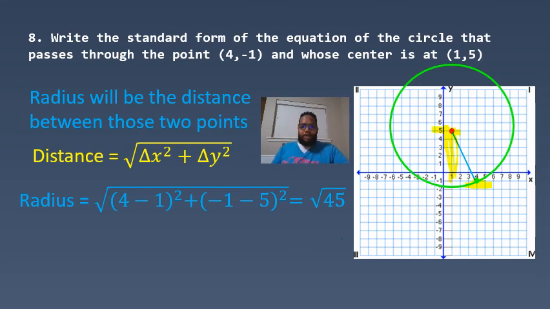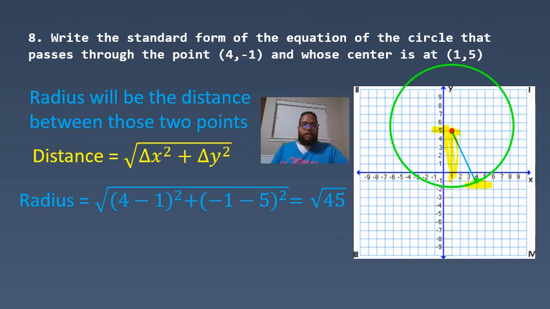Same thing with the y direction. If I did 5 minus -1, that would be like saying 5 plus 1, which is 6. So whether I'm squaring -6 or +6, I still get 36. Either way, our radius is the square root of 45. Now I'm not going to simplify that, just because when I try to get the equation, I'm going to square it, and that square root will cancel out anyway.